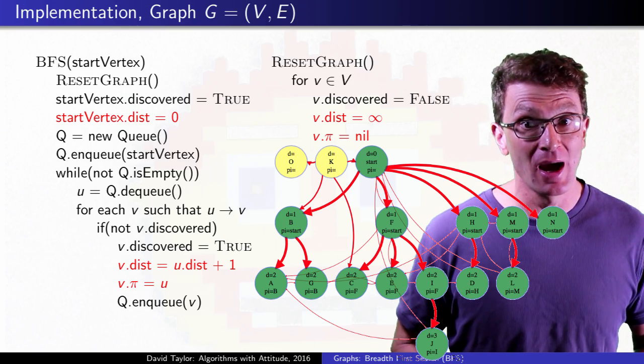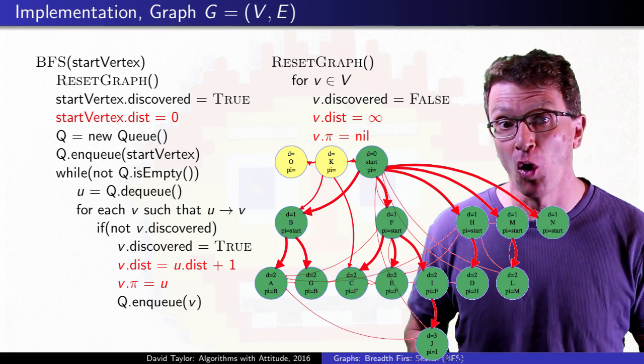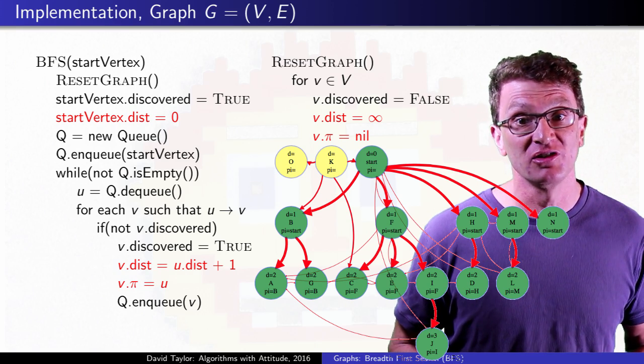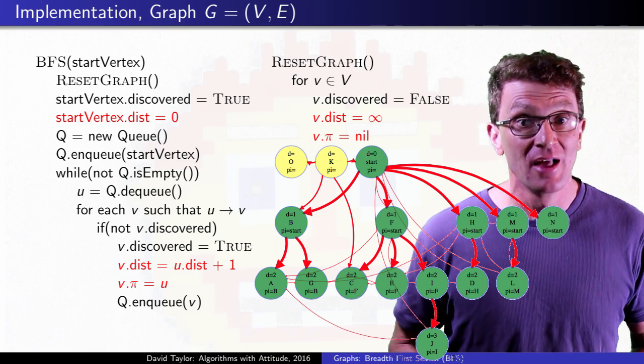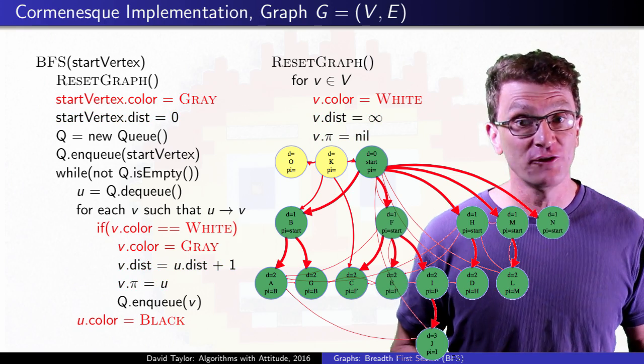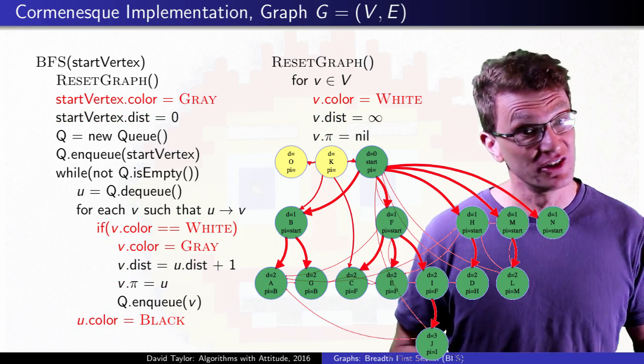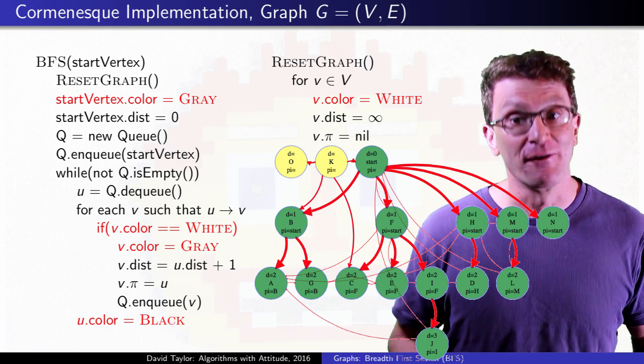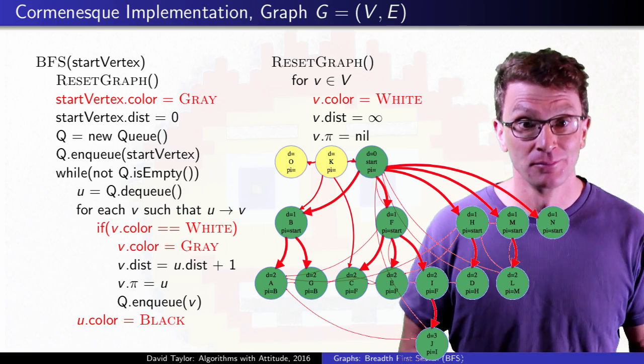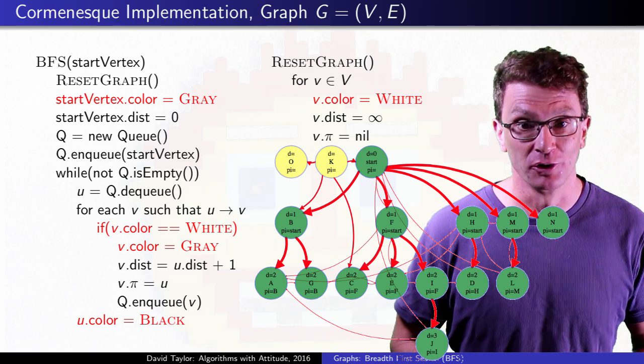One minor change in my algorithm compared to the one given in the Cormen book: instead of marking vertices as discovered or undiscovered, they use 3 colors. White for undiscovered, gray if it's discovered but not yet finished when it's in the queue, and black for after it's finished. That's it, the full implementation of breadth-first search.